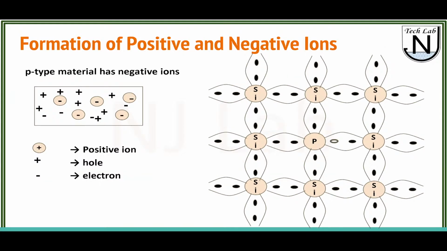Whereas in p type, sorry, it is negative ions. So in p type, we have negative ions, we have holes, we have electrons, but the number of holes will be very large in comparison to the number of electrons, right?